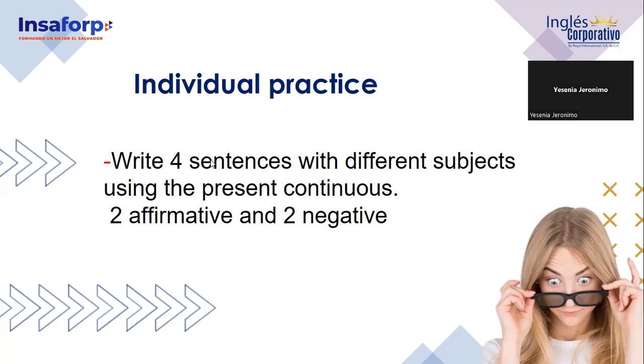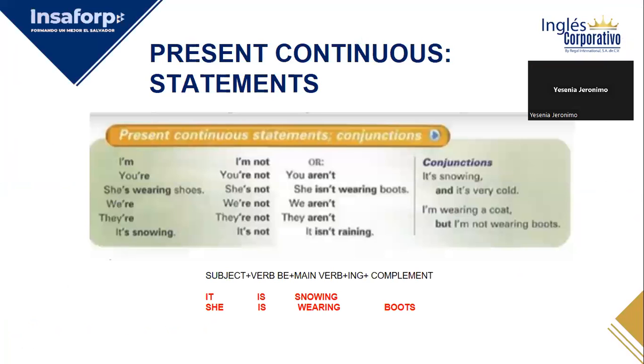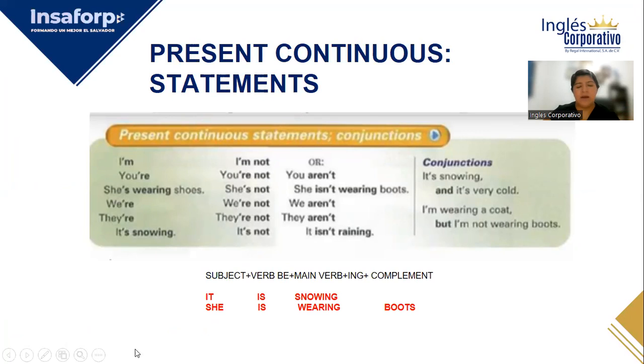Snowing, me dice. Okay, si se refiere al significado, snowing es nevar. Okay, está nevando, digo acá. Entonces, lo que termina en ing es el verbo principal, es decir, la acción que está sucediendo en ese momento. ¿Ok? Lo que está sucediendo en ese momento. Por ejemplo, ahorita yo puedo decir, it is raining here. ¿Ok? It is raining. ¿Qué está pasando ahorita?